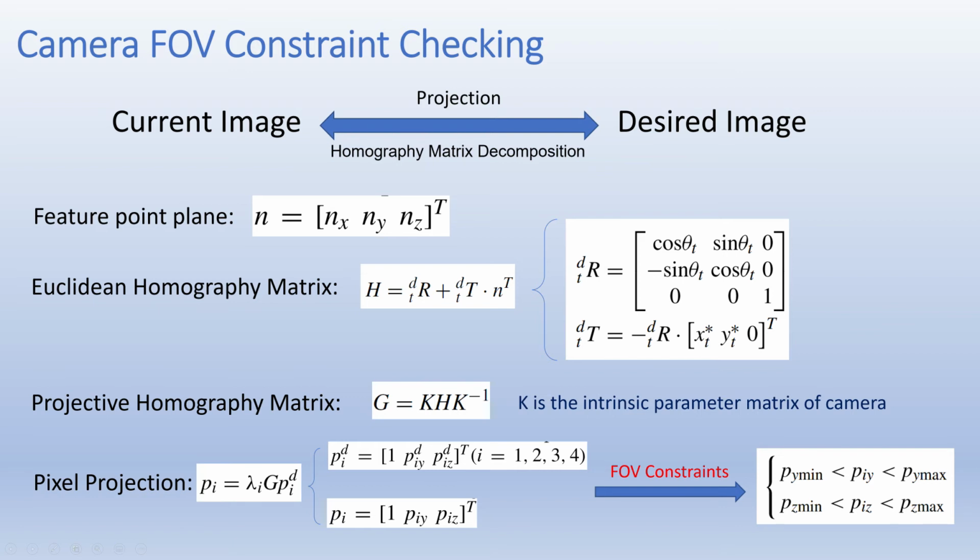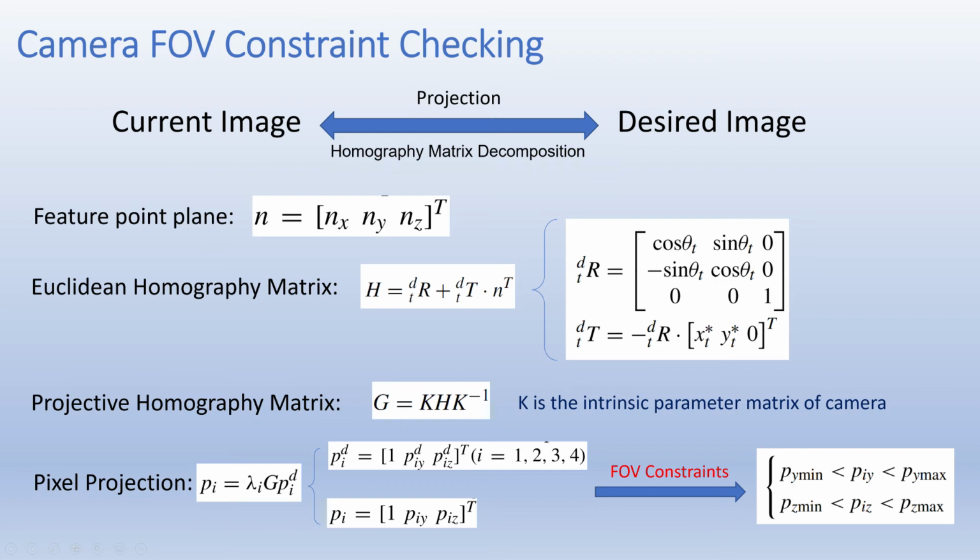And after all this has been achieved, we get the projective homography matrix G, and by K plus H plus inverse of K. Here, K is the intrinsic parameter matrix of the camera, which can be found easily with the camera parameters predefined. And after that, we can get the pixel projection by this formula.